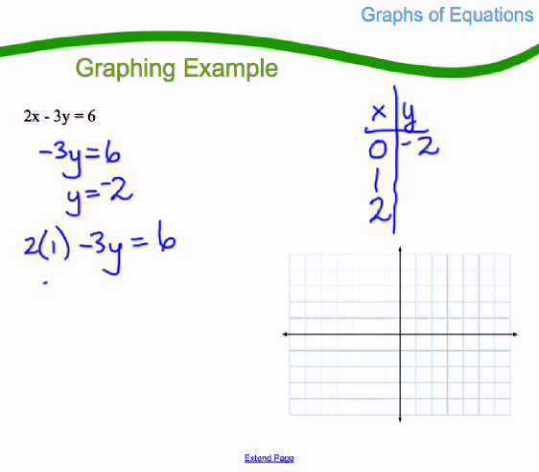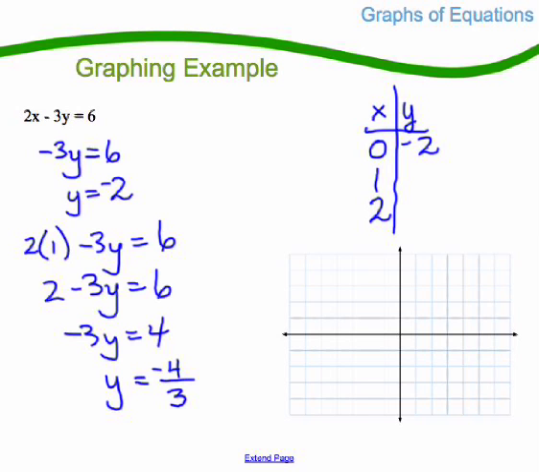Good. Okay, let's plug in a 1. So 2 times 1 minus 3y is equal to 6. 2 times 1 is 2. Minus 3y is equal to 6. Subtract the 2 on each side. Minus 3y is equal to 4. Oh no. I'm going to get a fraction. That's all right. Minus 4/3. Okay, minus 4/3. That's all right.